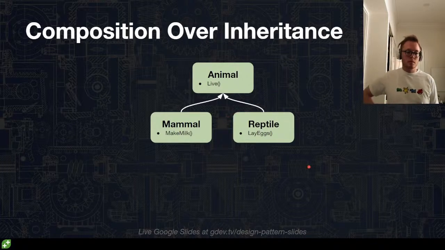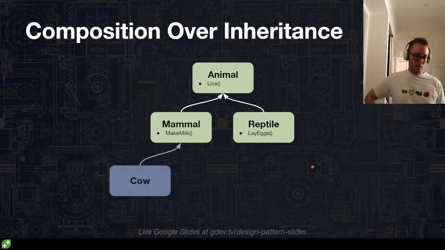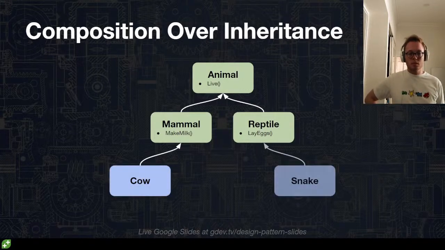And then we can actually inherit some actual instances or some actual classes from this that we might instantiate, such as the cow or a snake from reptile, and you can see how they're going to get all of the appropriate functionality here.